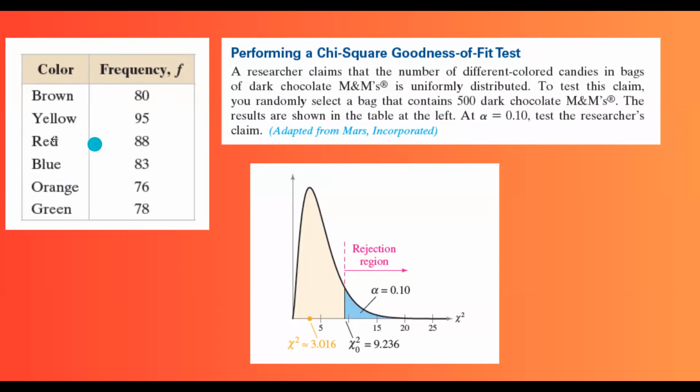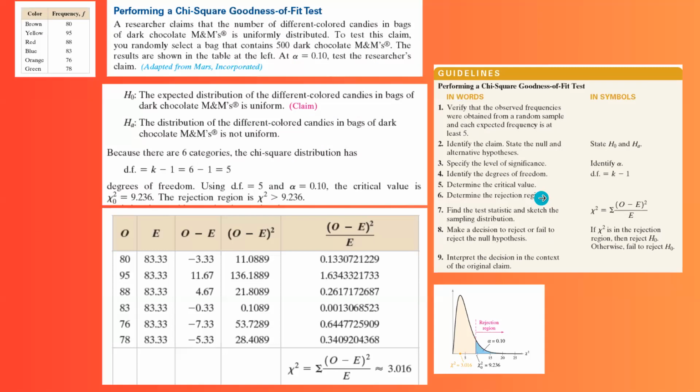So these are the categories that we have: brown 80, yellow 95, red 88, blue 83, orange 76, and green 78. Do we reject or do we support this claim? Perfect. So what do we have? First of all, we need to follow these steps. We need to identify the null and alternative hypothesis.